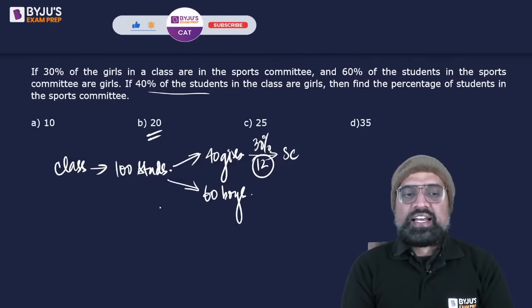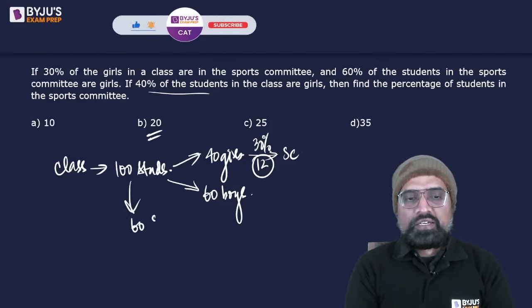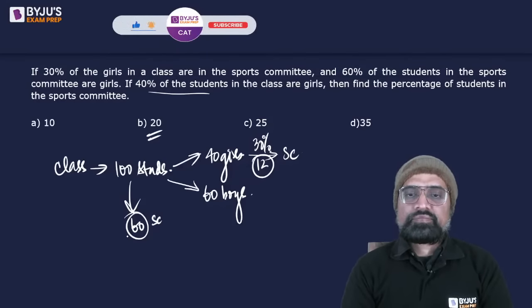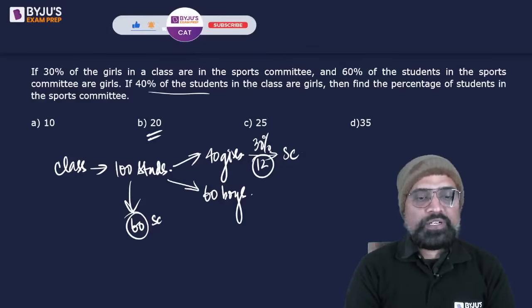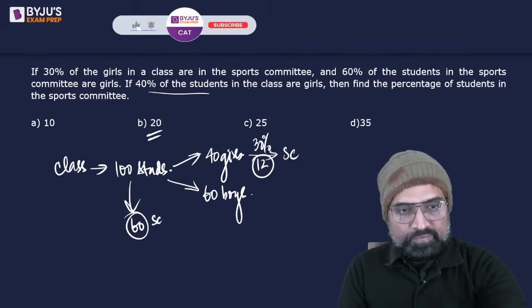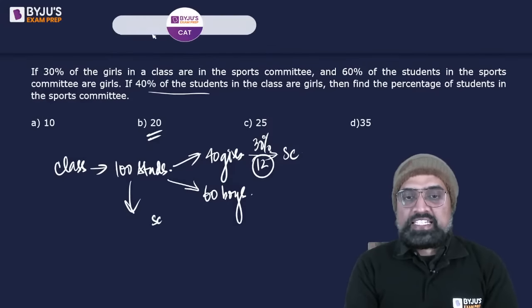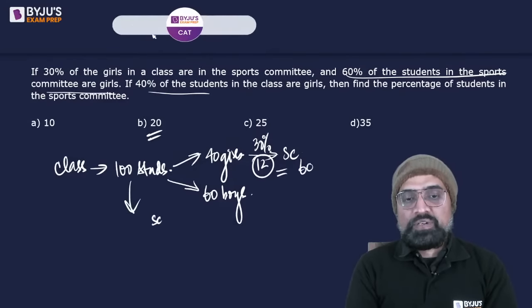And it is given that 60% of the students, they are in sports committee. No. It says 60% of the students in the sports committee are girls. Sorry, there is one more phrase after it. So it is given that 60% of the students in the sports committee are girls. So this 12 is nothing but 60% of sports committee strength.